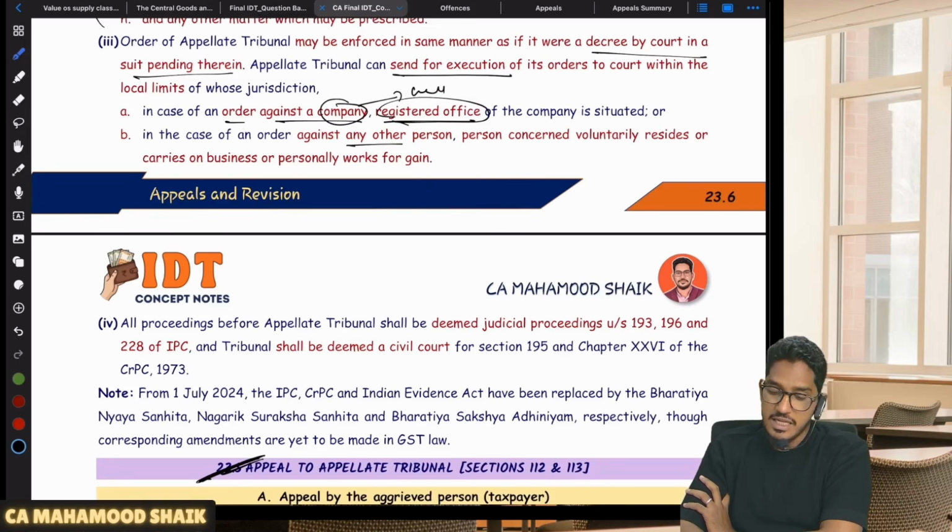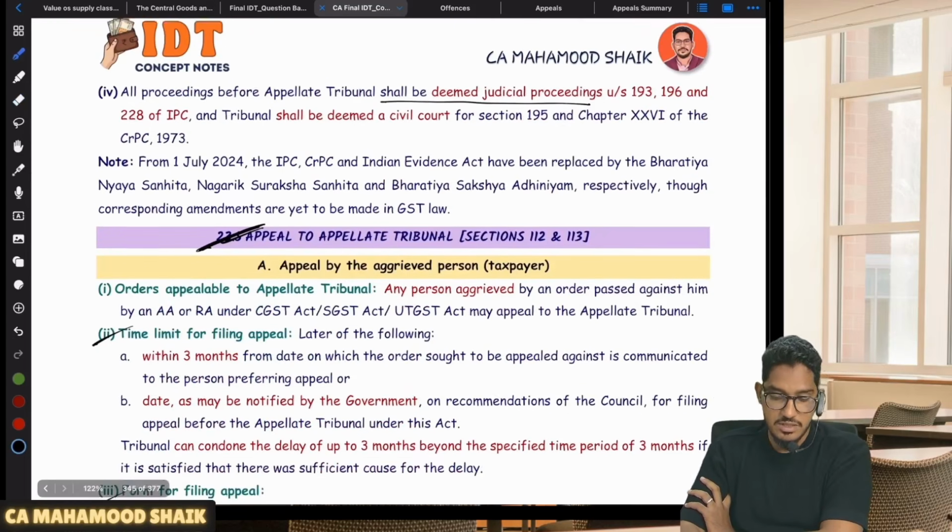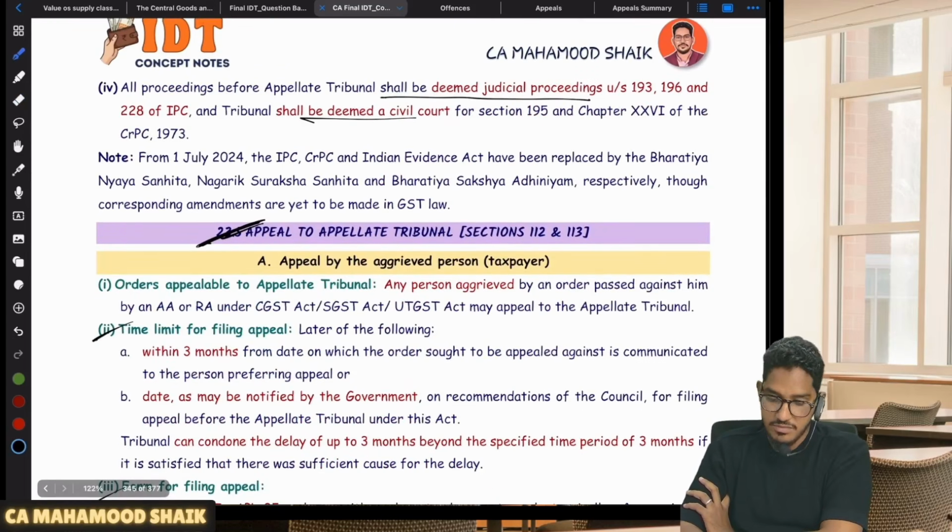In case the order is against any person, the court where the person concerned voluntarily resides, carries on business, or personally works for gain. If the order is against a person, they will send it to the court where that person is normally residing or carrying on the business. All proceedings before the appellate tribunal shall be deemed judicial proceedings. Like court proceedings, they will enjoy equal status and it will be deemed to be a civil court.